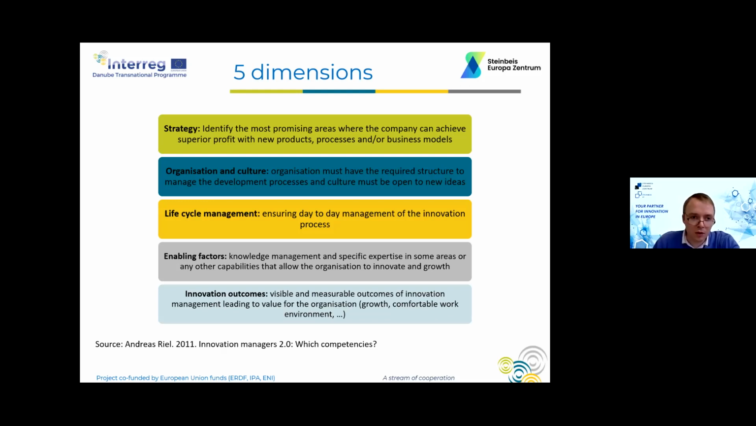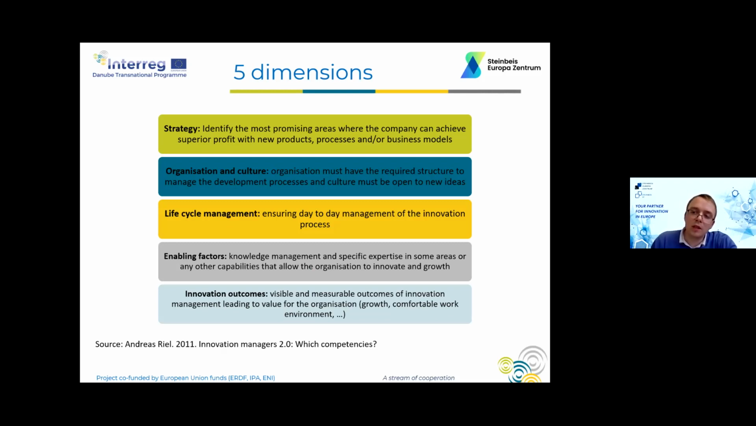An important aspect is also life cycle management, meaning that if you implement an innovation process, you also need to control it or have a day-to-day monitoring of it to ensure that the goals defined at the beginning are reached, and you need to define some milestone deliverables that will help you implement your innovation measures and control them.